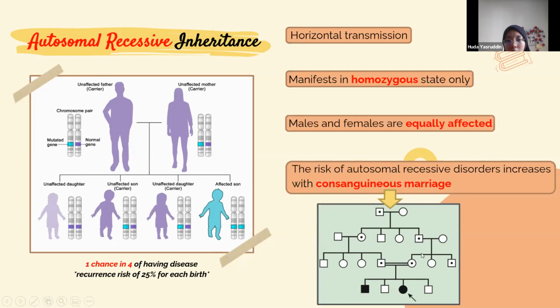Eventually their sons, which means that they are cousins, both married. However, they have the trait. They have the one mutated gene. So when horizontal transmission occurs, the offspring will get affected. So that is what is meant by the risks in the consanguineous marriage.